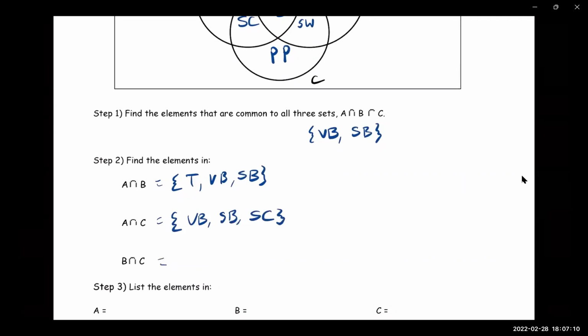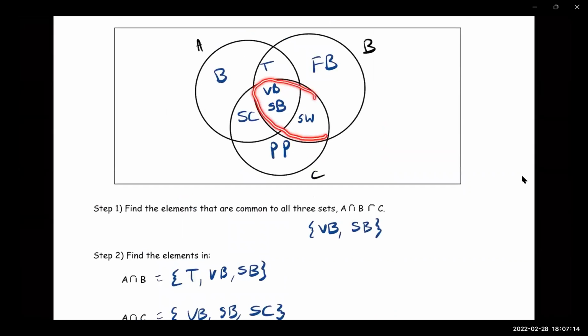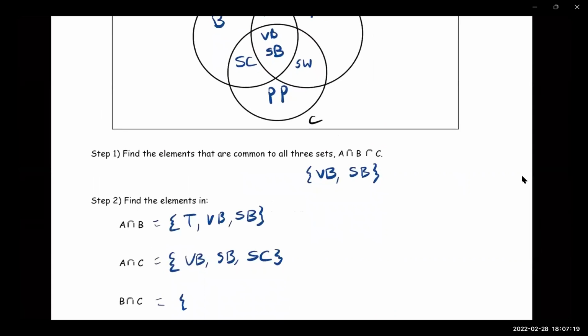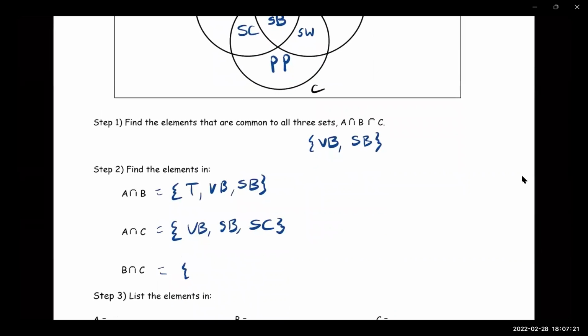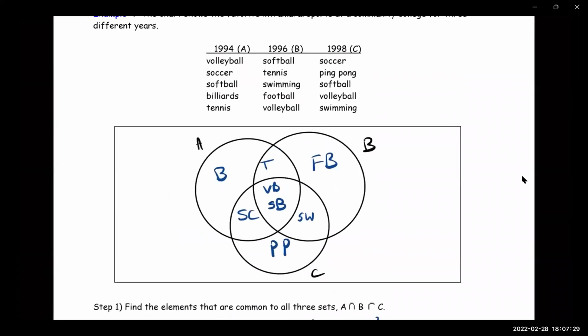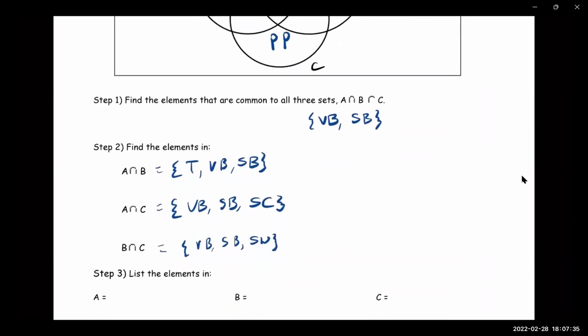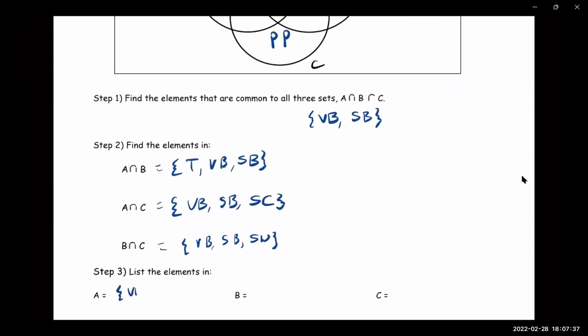Okay. And then finally, B and C, what do they have in common? Those three, right? So volleyball, softball, swimming. Volleyball, softball, swimming. Okay, and then this one is just the list of everything. All of them. Yeah, so I'll just write that real quick.